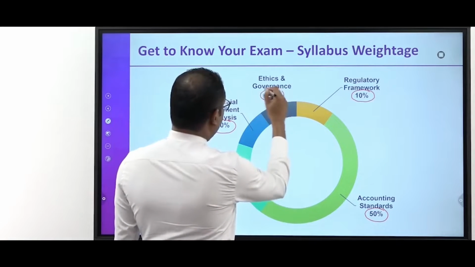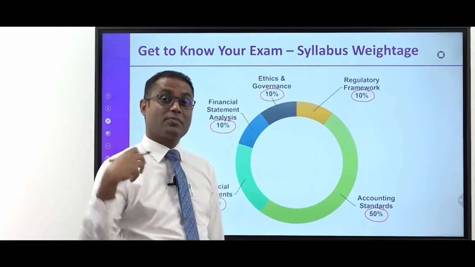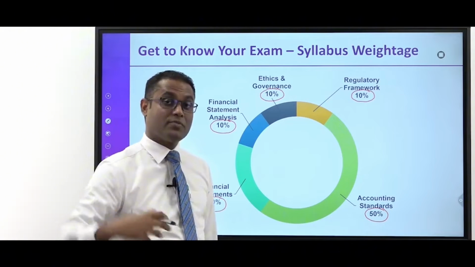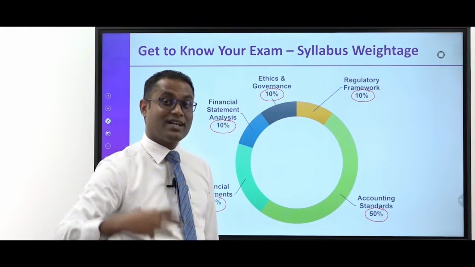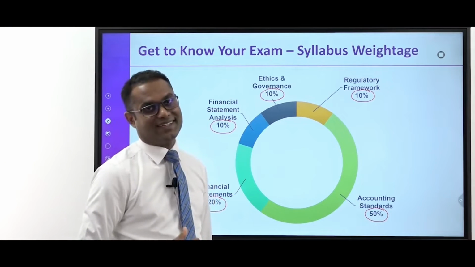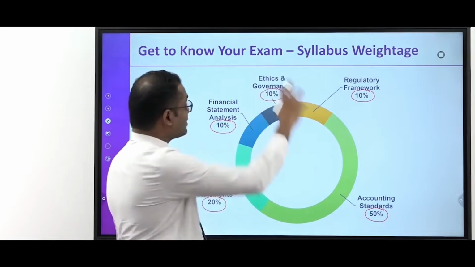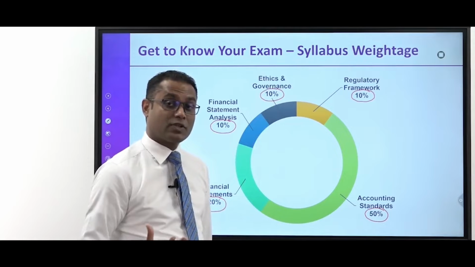Then the remaining 10% is from ethics and governance. Chartered accountancy is a profession. Once you qualify, you become a member and a professional. In any profession, you have certain ethics that you need to adhere to, so those are professional ethics. Then the governance aspect: the code of best practice for corporate governance.